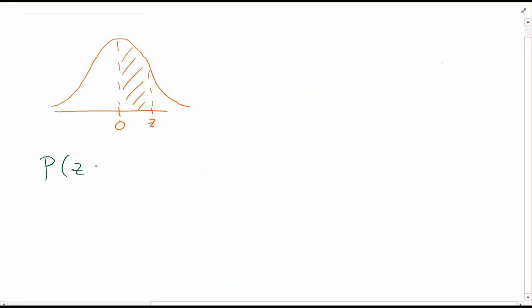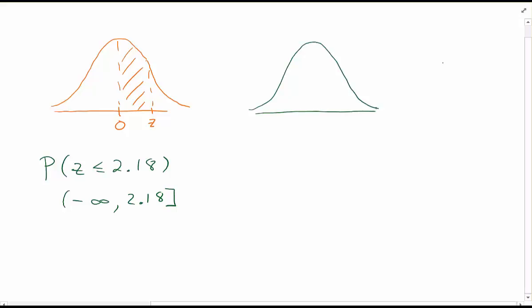Let's try another one. The probability that z is less than or equal to 2.18, or that z is in the interval from -infinity to 2.18. Okay, to find that probability, I want to look at the density function. The area under the curve of the density function over the interval is the probability that z would be in the interval. Okay, so how do we get that area? That'll answer our question. I'm going to need the standard normal table to do that.